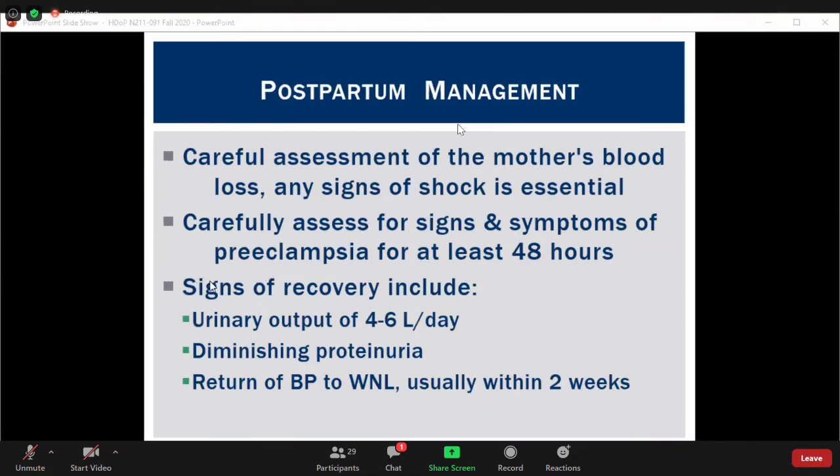Postpartum. So again, careful assessment of mother's blood loss. So here's a question for you. You told me magnesium sulfate relaxes the smooth muscle. What does that mean after delivery? Risk of hemorrhage. Risk of postpartum hemorrhage. She might need some more oxytocin, but she definitely needs her nurse to be on top of that fundus, checking that fundus, checking that fundus, checking that fundus, okay?